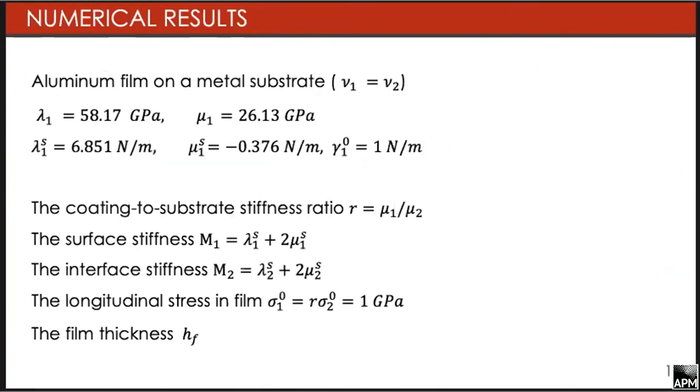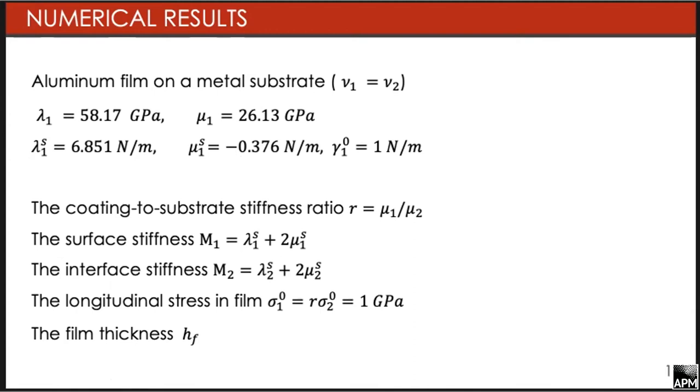As an example, we consider a metal-metal system. We assume that the Poisson coefficients of the film and substrate are equal. This simplification allows us to analyze the effect of the substrate through only one parameter, the coating to substrate stiffness ratio. As the bulk Lamé parameters of the film correspond to aluminum, to analyze the effect of surface and interface elasticity, we consider the surface and interface stiffness. The surface Lamé parameters for aluminum are obtained by molecular modeling in a numerical study.